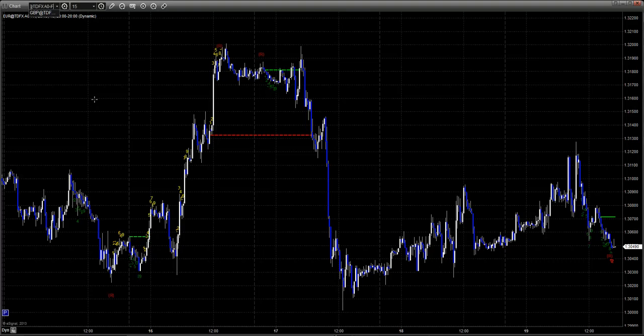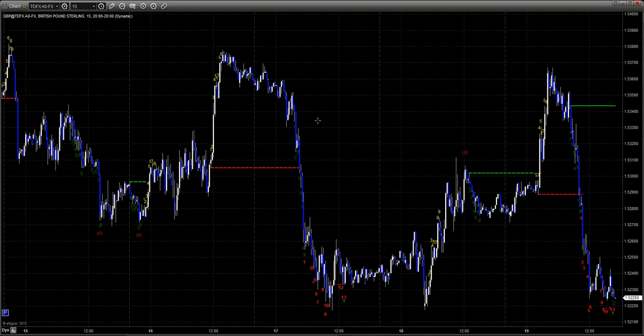And let's take a quick look at the same chart on the pound just to give you an idea at the range on the pound here for the week.